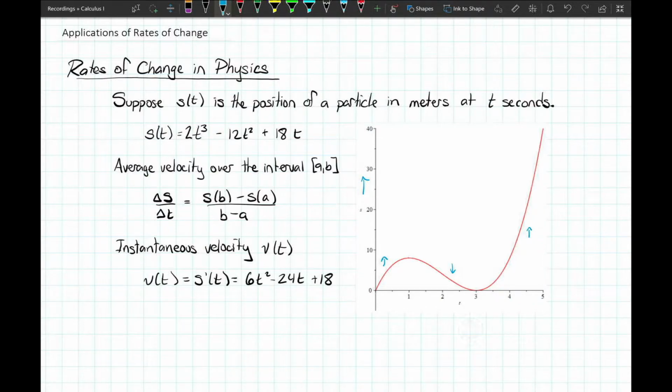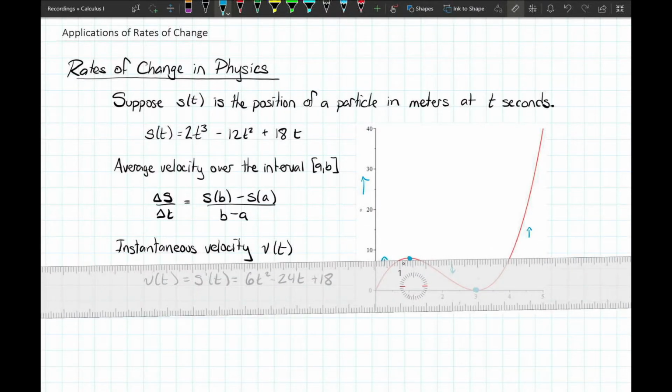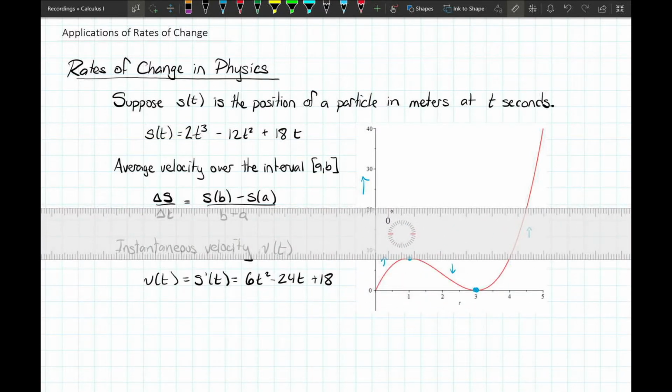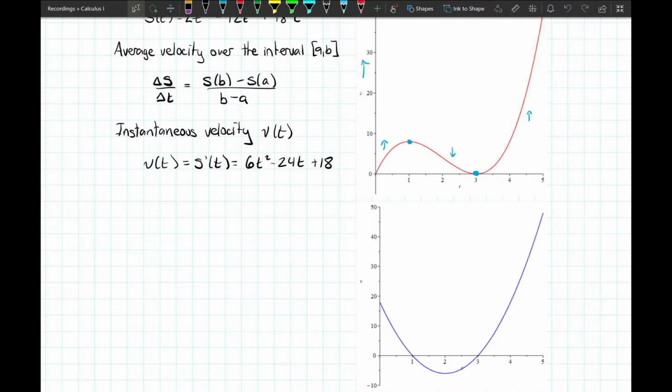There are also a couple moments here where the particle seems to be just momentarily at rest. And that is where you see we have these horizontal tangent lines. And all of that is going to be shown on the graph of this velocity curve. And here you can see a sketch of that velocity curve. Well, this is plotted in Maple, so we can see exactly at those precise moments there at 1 second, 0 velocity, and 3 seconds, 0 velocity. And we can see a positive velocity, a negative velocity, and then back to a positive velocity again.